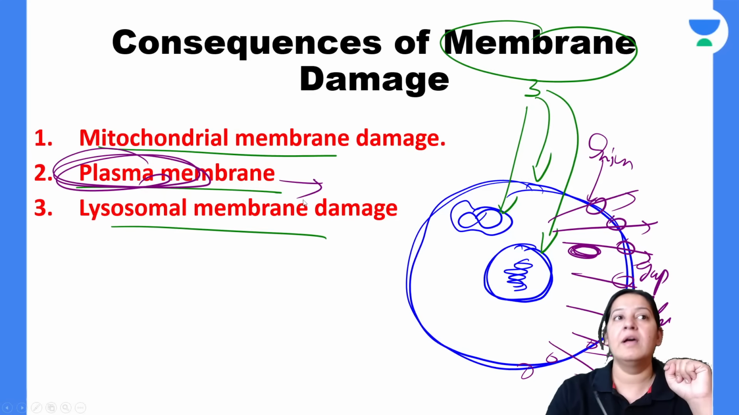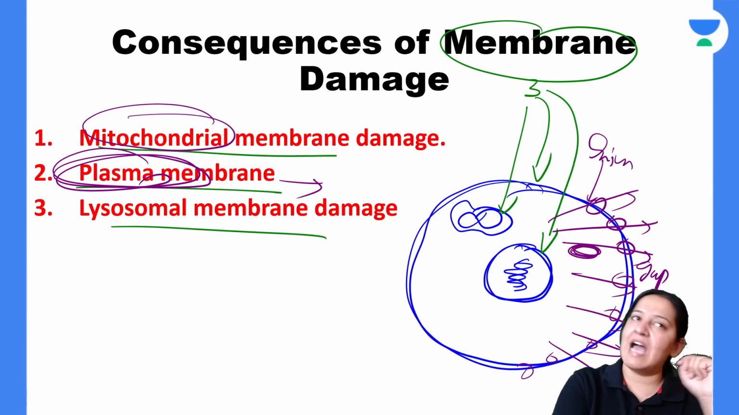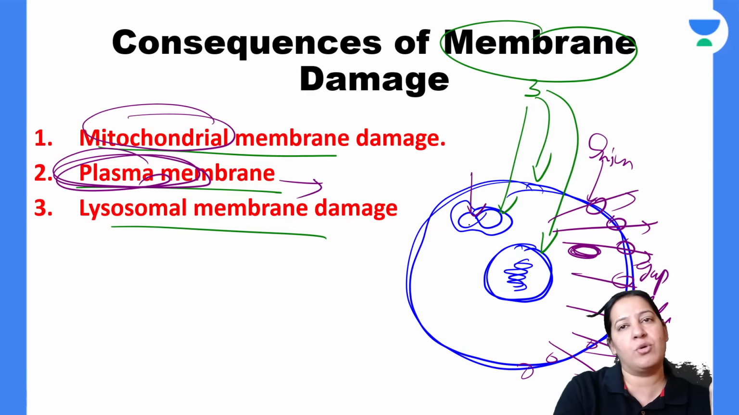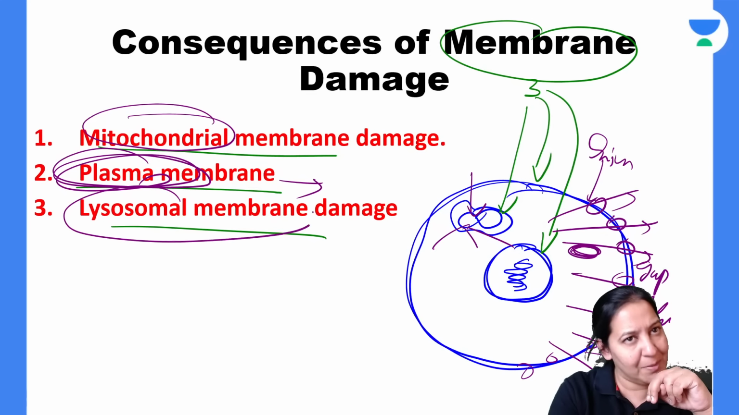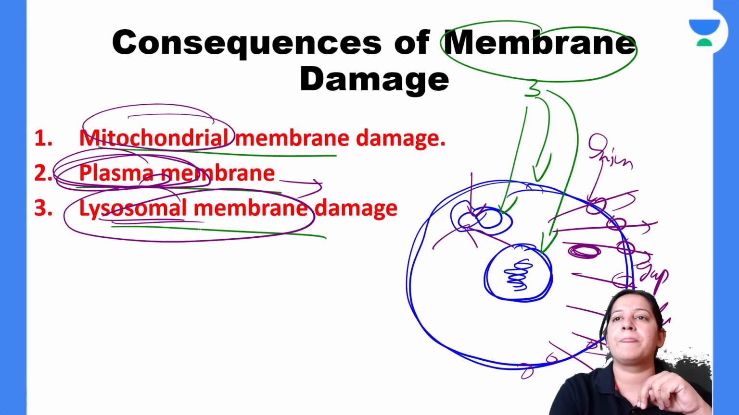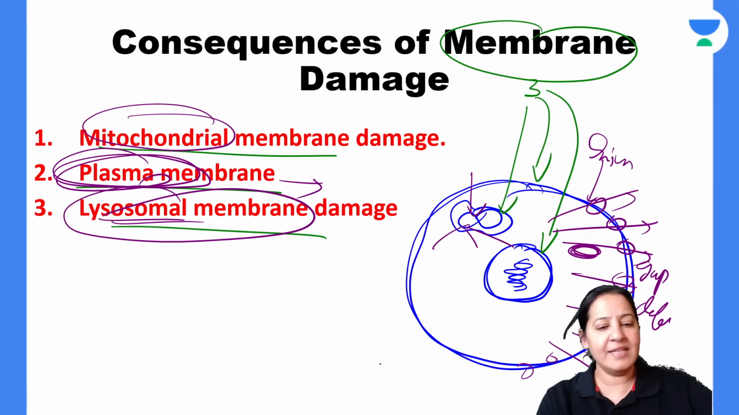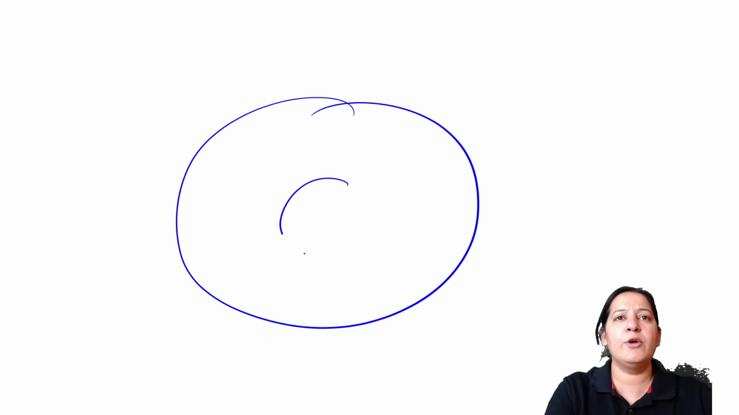Number one. If mitochondrial membrane damage takes place, I have already taught you what happens: the three consequences of mitochondrial damage. And if the lysosomal membrane is damaged, what is lysosome? What do you mean by lysosome? Inside the cell, let me draw a cell. This is a cell. This is the nucleus of the cell. We have lysosomes inside the cell.